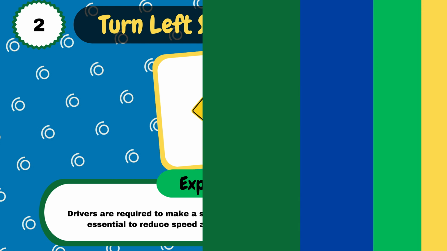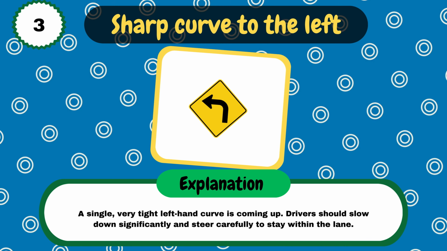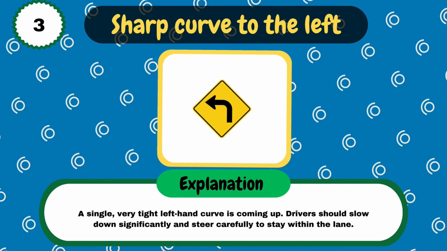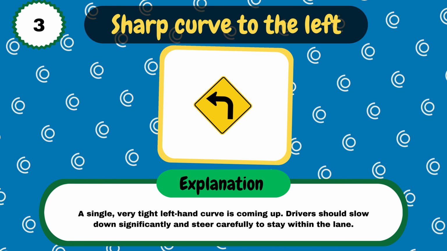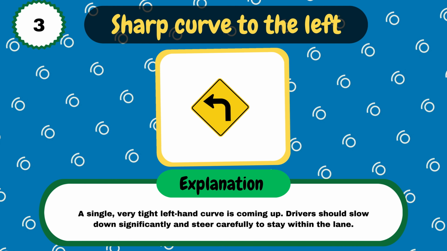This is the sharp curve to the left sign, and it means there's a very tight leftward bend in the road ahead. Drivers must reduce speed sharply, hold their lane carefully, and avoid sudden movements to stay in control while rounding the curve.